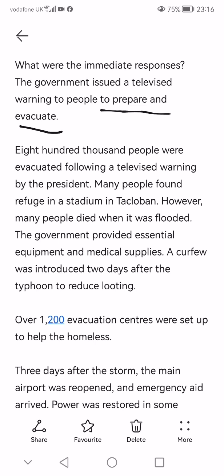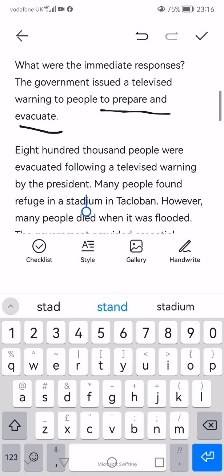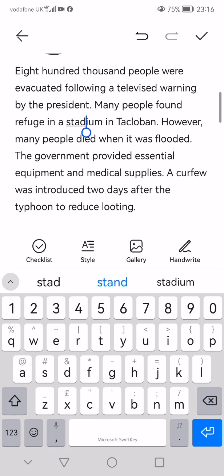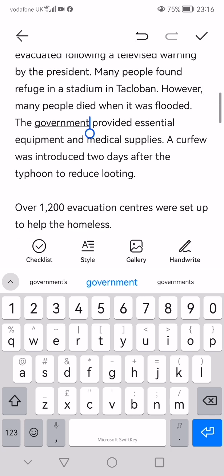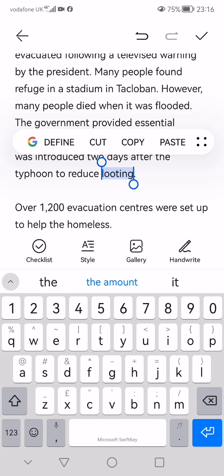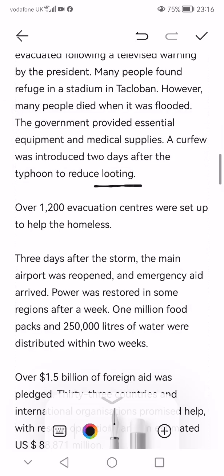Read through that in your own time again. People did die though, because it flooded the stadium where they had to evacuate to, the stadium in the big city. The government provided essential equipment and medical supplies. A curfew was introduced 2 days after the typhoon because people were stealing. So looting is a secondary impact as well, because people were so desperate they resorted to stealing things. That's what looting means, to steal things.